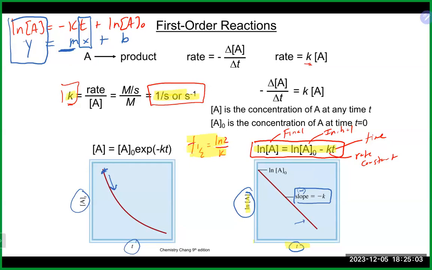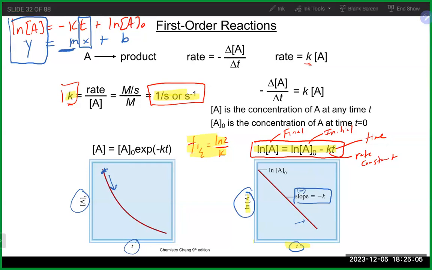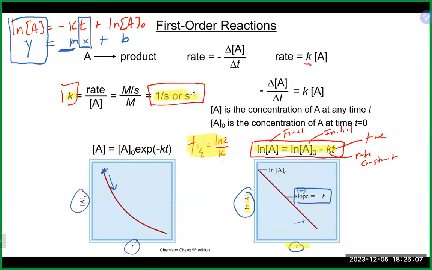A lot of times you will have to use both of these equations together. For example, they may give you the half-life and not the rate constant, but give you some other information. And a lot of times you'll have to use the half-life equation to figure out the rate constant. And once you have the rate constant, you can go into the integrated rate law and solve for whatever you are looking for.